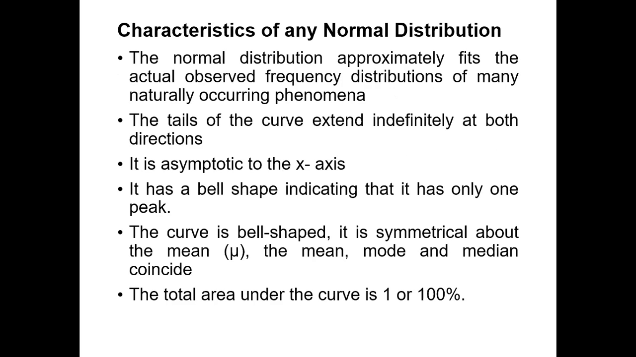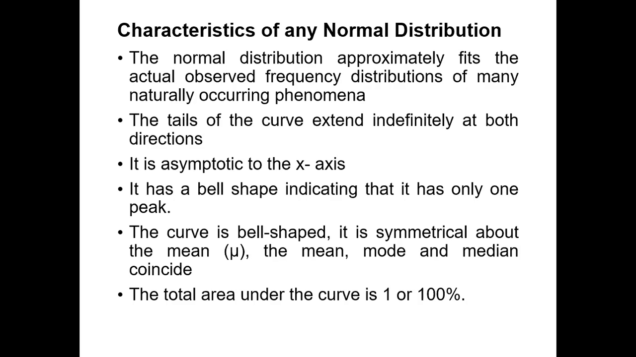First of all, it approximately fits the actual observed frequency of many naturally occurring phenomena. Also, the tails of a normal distribution curve extend indefinitely at both ends. So it means that it goes to infinity. It is asymptotic to the x-axis. What it simply means is that it gets closer and closer to the x-axis, but it never touches the x-axis.